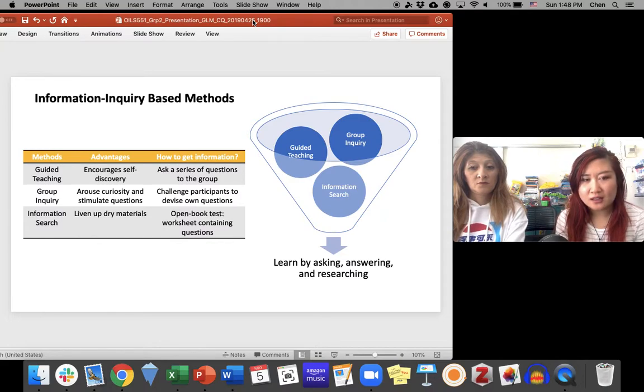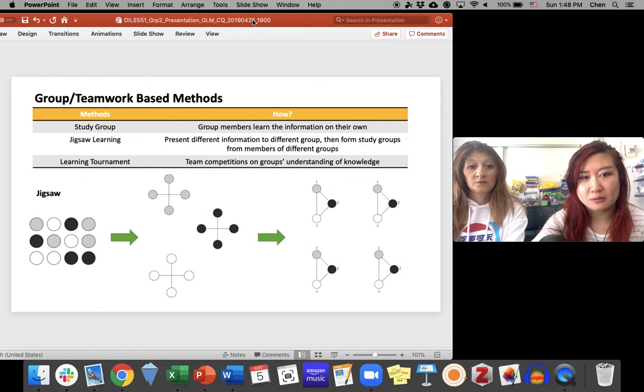The guided teaching, on the other hand, it's a type of teaching that incorporates your learners. So you first ask a series of questions to the group before you deliver any materials, and then see what material the group know and what material the group don't know. By doing that, the group will guide you to teach. So this is the type of information inquiry based.